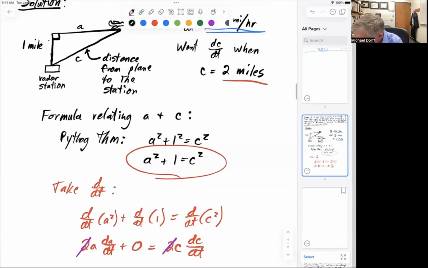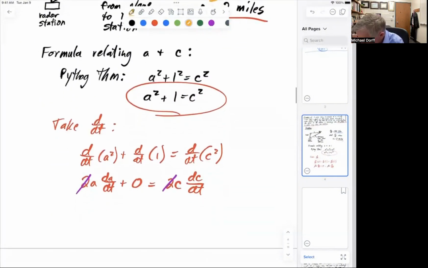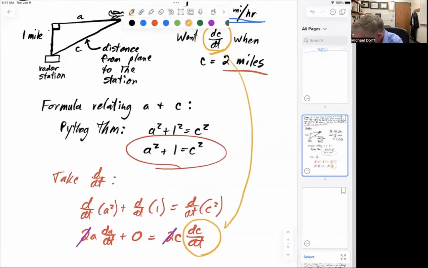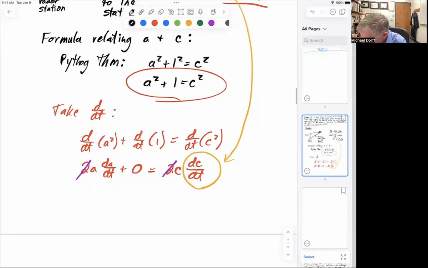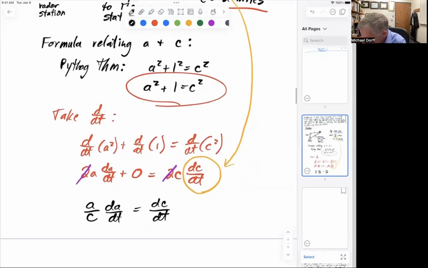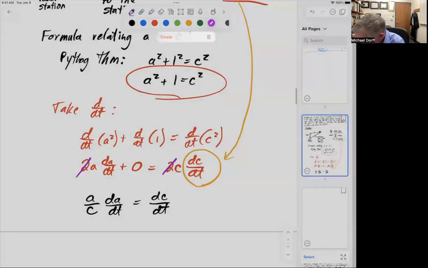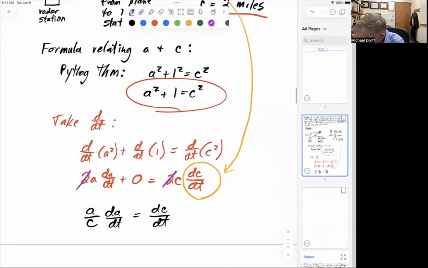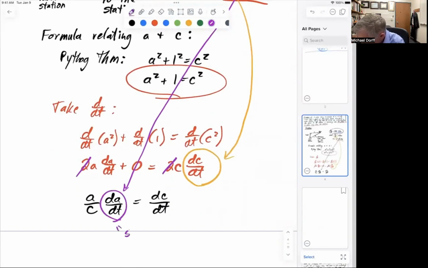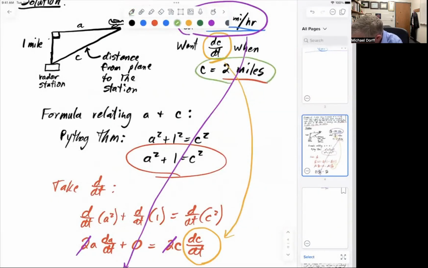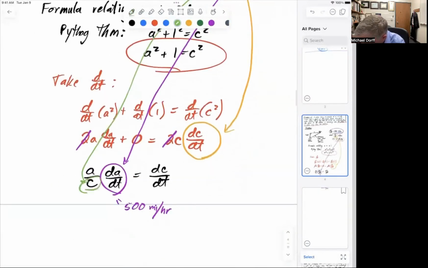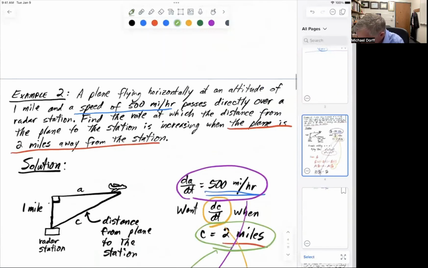And what am I trying to find? I want dC/dt. Well, here's my dC/dt. That's what we want. So I'm going to rewrite this by dividing everything by C. So I get A over C times dA/dt equals dC/dt. And that's what we want. And now we're going to plug in our values. What do we know? Well, we know that dA/dt is 500 miles per hour. Also, I know that C is 2 miles. But it doesn't say anything about what A is.